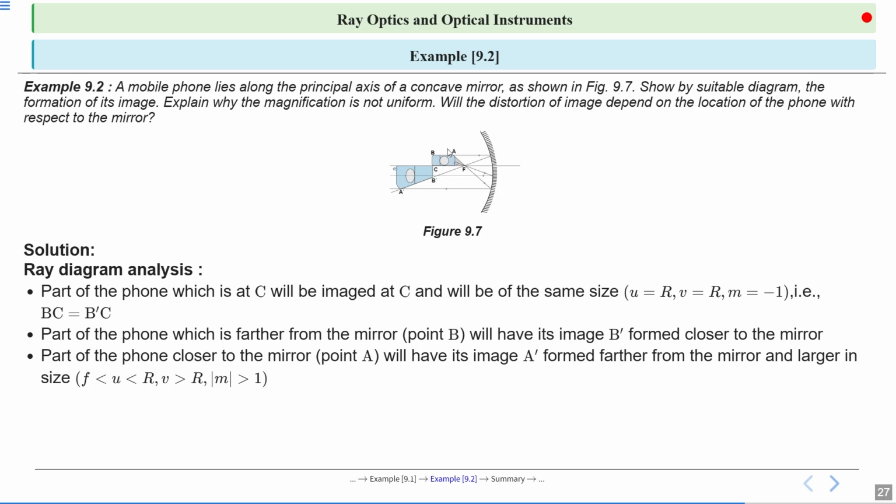Image will be formed for this A beyond C according to the image formation cases of a concave mirror. Since U is placed between F and R, then V will be greater than R. So it is placed between focus and center of curvature, and the image will be formed beyond the center of curvature. Magnification will be greater than 1, meaning the image formed will be enlarged.